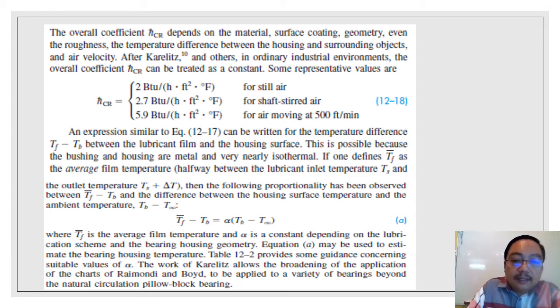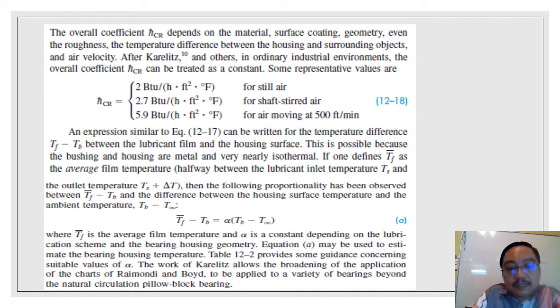then the following proportionality has been observed between T_f minus T_B and the difference between housing temperature and ambient temperature, T_B minus T_infinity, where T_infinity is the ambient temperature. Alpha is a constant depending on the lubricant scheme and bearing housing geometry. You will see the alpha value in the next slide.